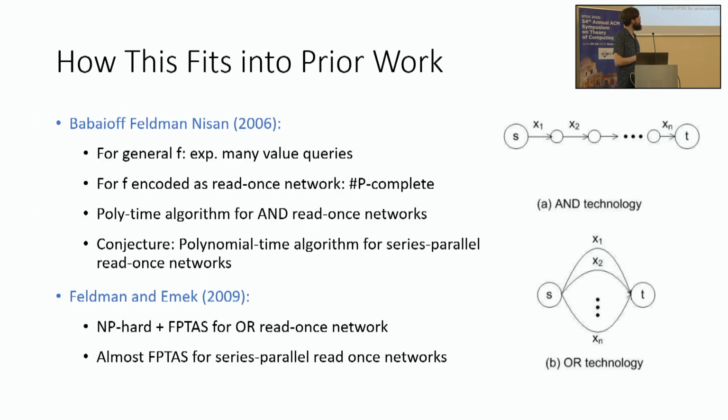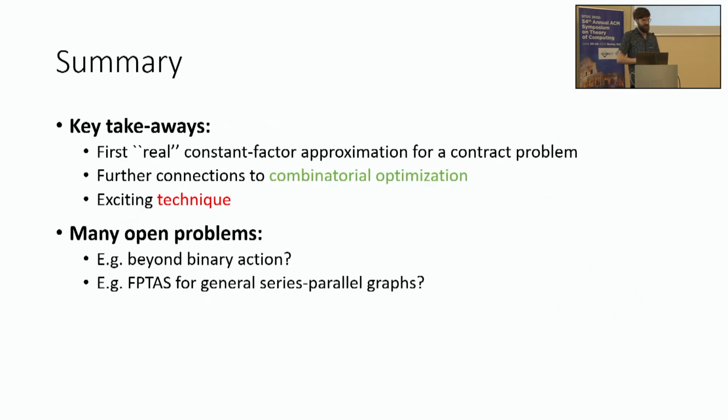There's been prior work which looked at it differently. I will just put it up briefly, not go into detail here. I think what's very nice is that this is the first real constant factor approximation in this wider context, with further connections to combinatorial optimization, like submodular evaluations, coverage, and other problems. I find this technique exciting, which goes through item prices, which maybe at first sight is not the right thing to do. There are many nice open questions, beyond binary action, which is something we work on, and also following up on Michael's early work, there are some questions that are still open, even though this is now 14, 16 years old.